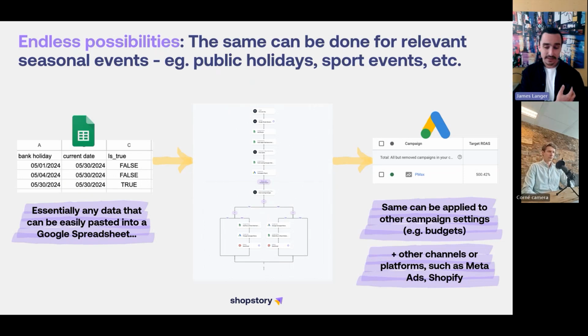So in a flow like this, we do a very similar thing where we take that data, we run it through different rules, and we adjust the bidding in this example or the budgets. So the same can be applied to essentially any campaign setting that you see fit. And I really want to stress that this doesn't just apply to Google Ads, but it can also be done to things like Meta or even your Shopify account, where you can launch certain promotions at very specific times based on this information.